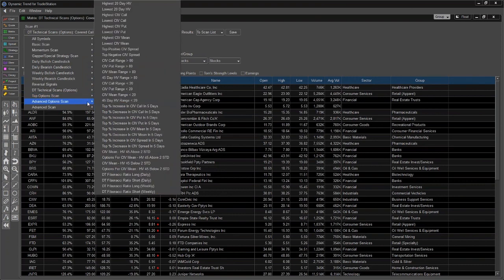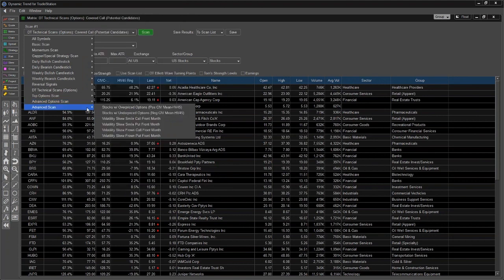In our advanced option scans, we have all kinds of things. If you're looking for continuous implied volatility that's at a higher range or at a lower range, comparison between the implied volatility and the historical volatility, all kinds of different types of scans that you can use for that, increases or decreases in the last X amount of days. In our advanced scan, we have stocks with overpriced options or stocks with underpriced options. We have a study in the program that basically identifies when the options for the underlying symbol are considered to be more expensive or less expensive.